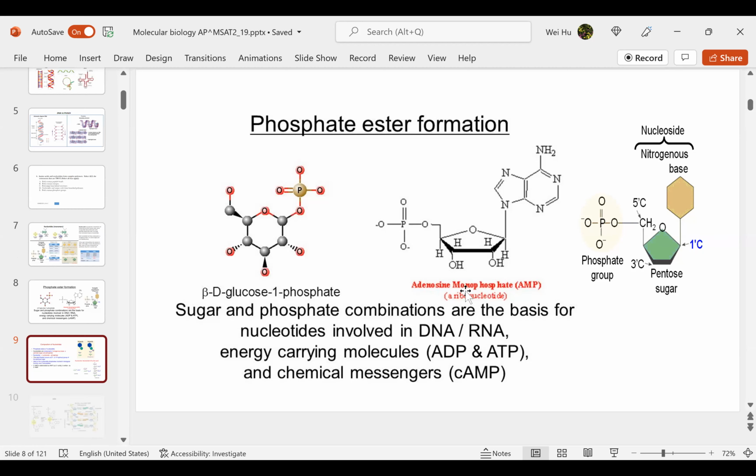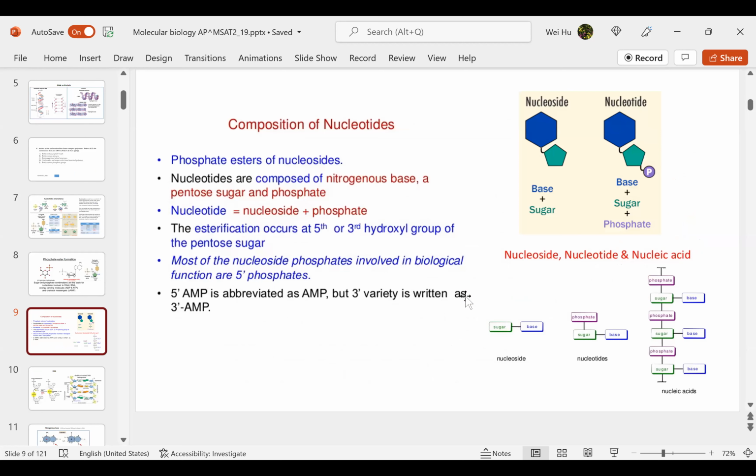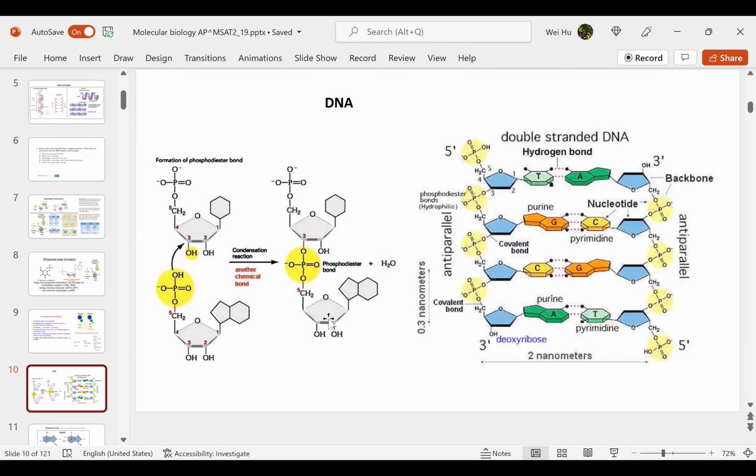So look at this one. We write this down as a quick review. DNA and RNA are nucleic acids. You have the nucleotide as the monomer. Sometimes some textbooks say nucleoside. A nucleoside has a base and a sugar, but you don't have a phosphate. Okay, so that's your DNA.